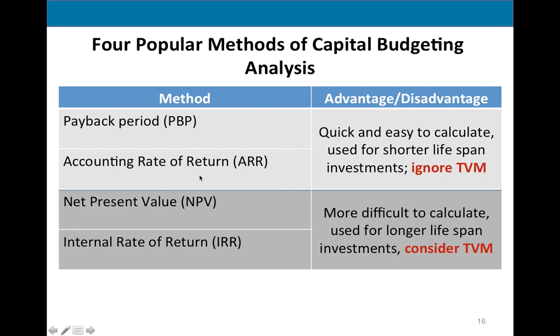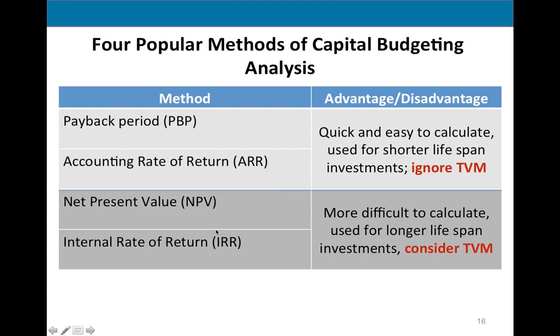The first 2 methods ignore time value of money. They're very easy methods, and they're usually used to just make kind of a dirty decision, kind of a rough decision. And these could be used for investments with a shorter lifespan. So the first one is called Payback Period, PBP, and the second one is called the accounting rate of return.